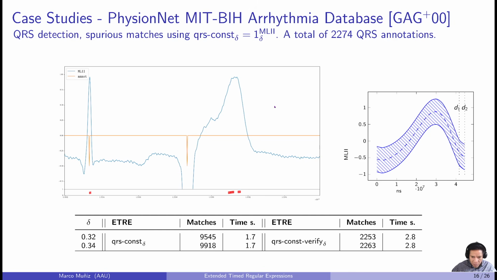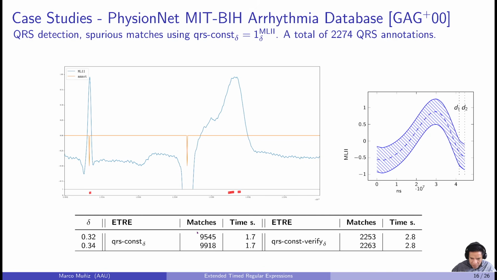What do we observe here? For example, there was some heartbeat here also annotated, but there is a number of repetitions here. There is a lot of repetitions. So running this experiment, we have 9,500 matches. We know that there are 2,274 which are annotated. So we would like to get close to this number, 2,274.